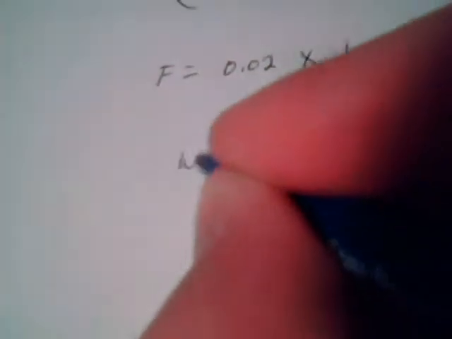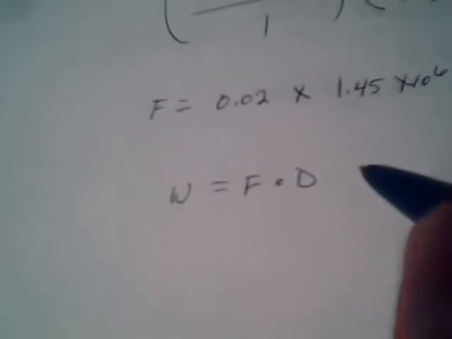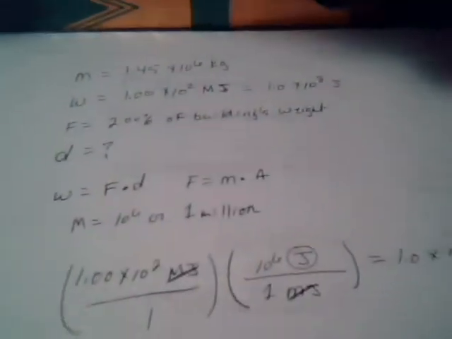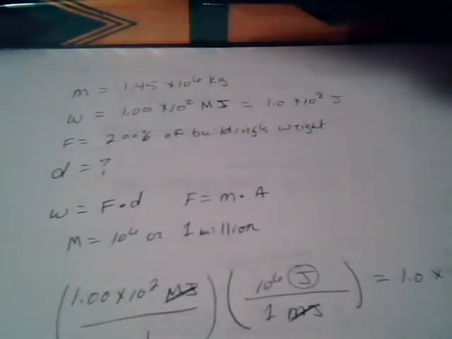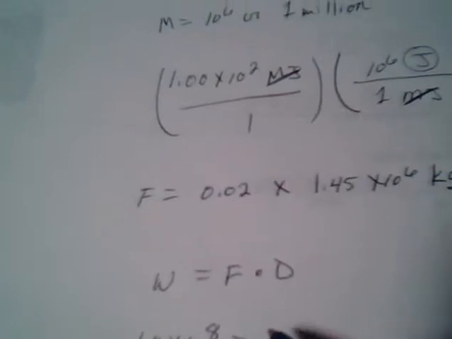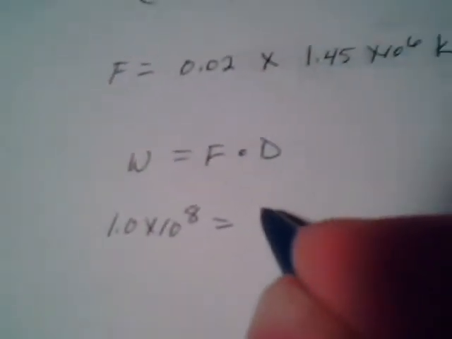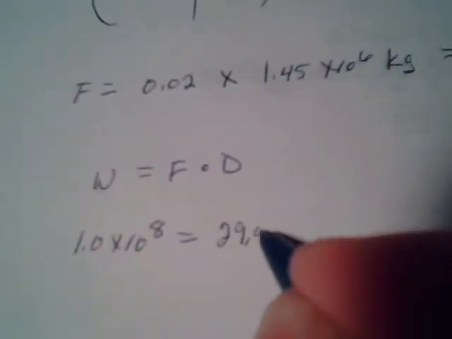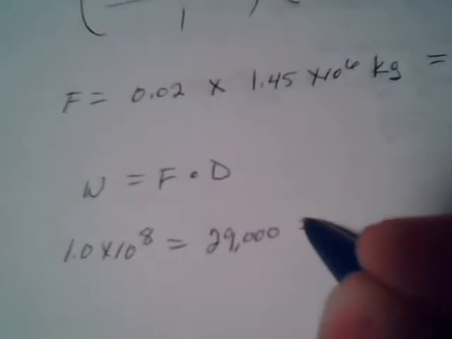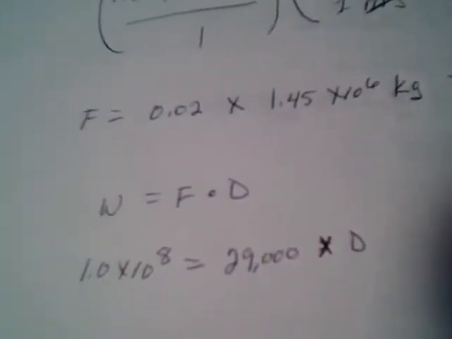So again, work is equal to force times distance. Our work, which we calculated into joules up here, 1.0 times 10 to the 8th, is equal to our force, which we calculated right here above it, at 29,000 newtons, multiplied by our distance, which is what we're looking for.